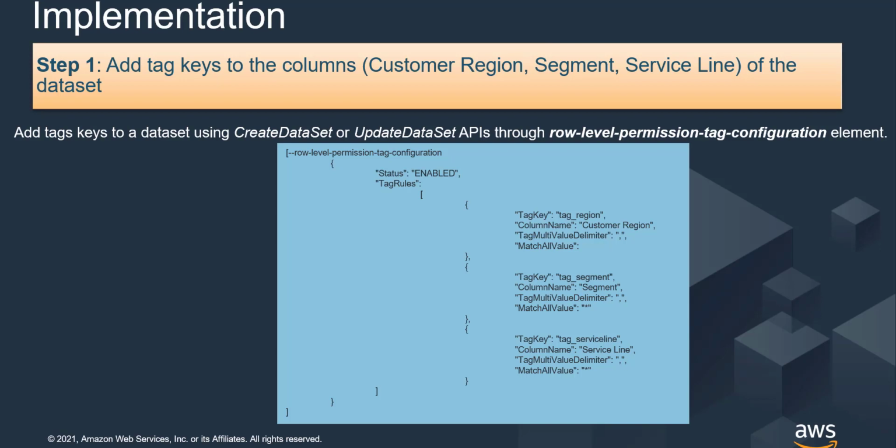Tag key is a string. You can have any string value there. For just this particular demo, I'm using the prefix tag underscore. You will see two more elements, tag multi-value delimiter and match all value. I will talk to you about that in a bit. But otherwise, this is how you will be setting up tag keys on your dataset for particular columns.